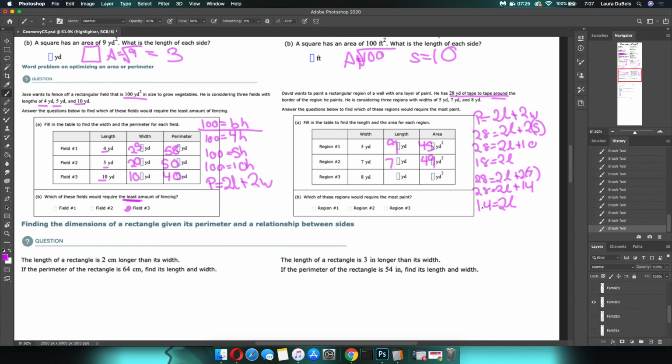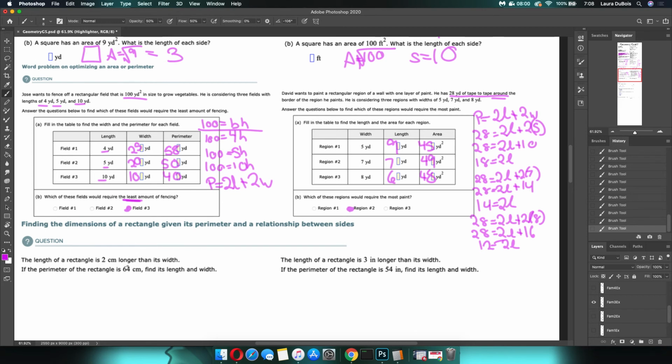Next up, the region 3. So 28 equals 2L plus 2 times 8. Catch up, computer. Don't tell me to lag now. 28 equals 2L plus 2 times 8 is going to be 16. Minus 16 minus 16, that's 12 equals 2L. So L is going to be 6. 8 times 6 is 48. Which region would require the most paint is going to be the 49.